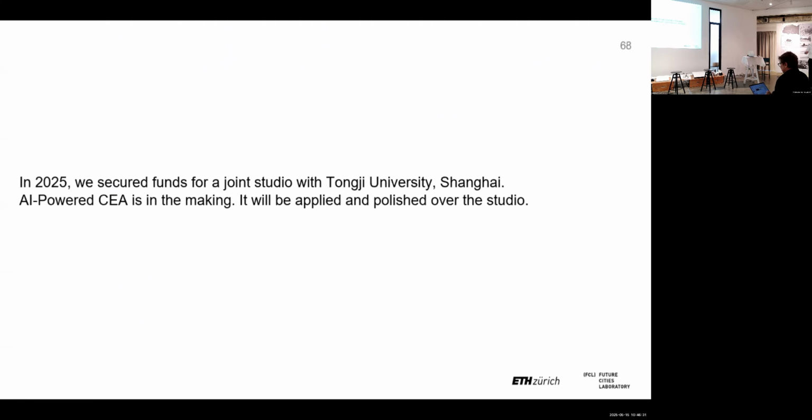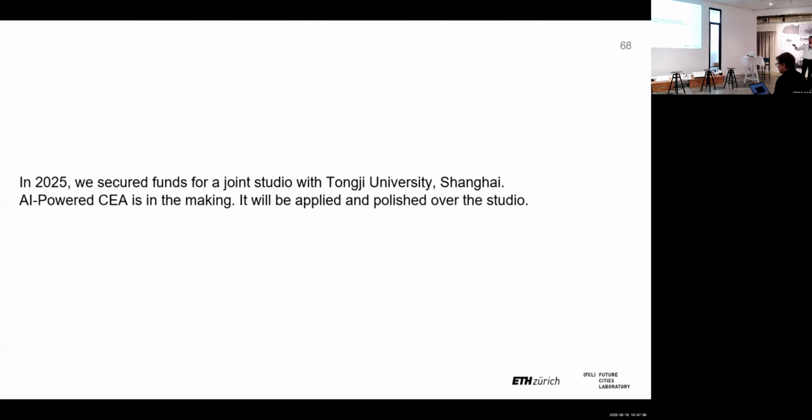Okay, so this year we secured some funds for a joint studio with Zhongming University in Shanghai. Again, we're doing a studio with China. Personally, I'm very happy to see this because before COVID it was quite common for design studios to happen internationally. After COVID, it seems it's no longer a thing. Finally, this year, we are very lucky to secure some funds and support exchange between students, with Zhongming students coming to Zurich and our students going to China. And probably in the future, we will have some funds in Israel to do the same thing.